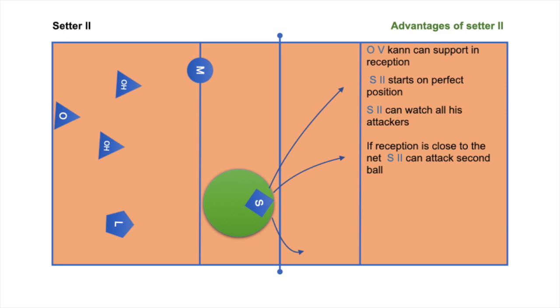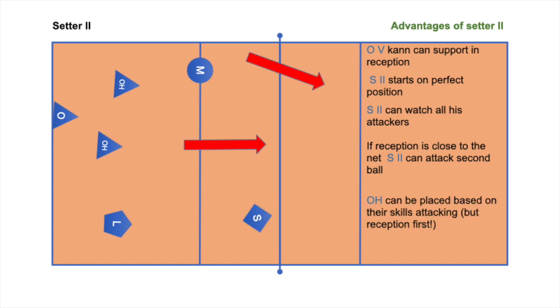If he is very tall or has jumping power, he can even attack for himself if the ball is close to the net. At least he can tie up the block and make it easier for his attackers to score. Both outside hitters are placed very well for attack. They only have to go straight to the net, and you can place them based on their attacking skills: the better back row hitter on 6 and the better net attacker on 3.